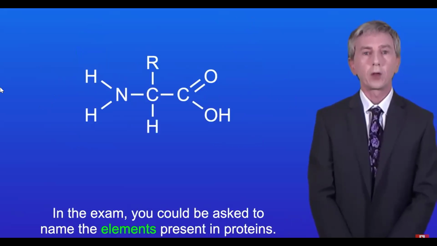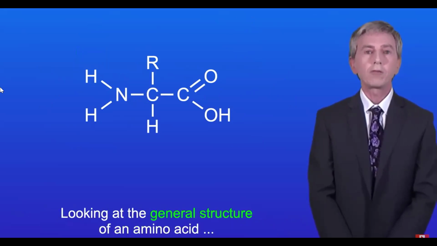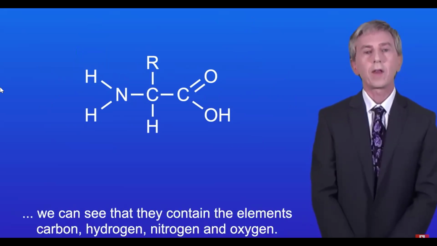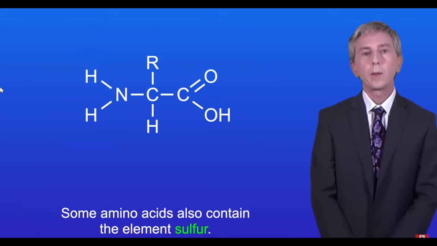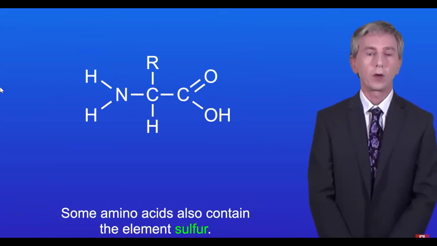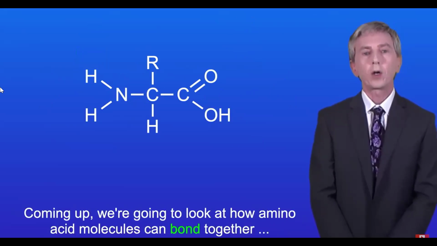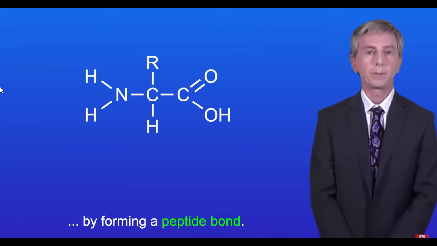Now in the exam, you could be asked to name the elements present in proteins. Looking at the general structure of an amino acid, we can see that they contain the elements carbon, hydrogen, nitrogen, and oxygen. Some amino acids also contain the element sulfur. Coming up, we're going to look at how amino acid molecules can bond together by forming a peptide bond.